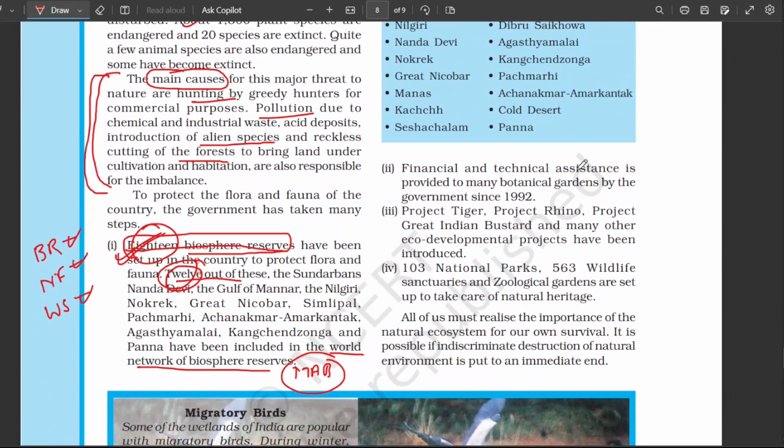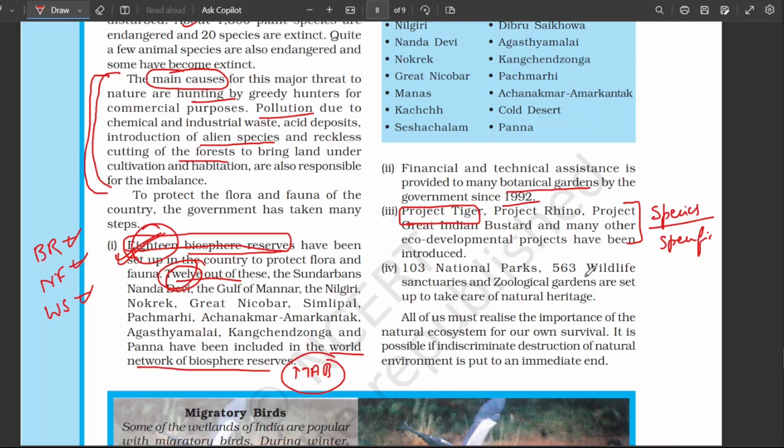What other steps? Financial and technical assistance has been provided to many botanical gardens by the government since 1992. Project Tiger, Project Rhino, Project Great Indian Bustard, and other eco-development projects. So these are species-specific programs. Those species which need more protection, or are flagship species in need of protection, have had species-specific programs launched. What is the central body created for implementation of Project Tiger? Find out all this information.